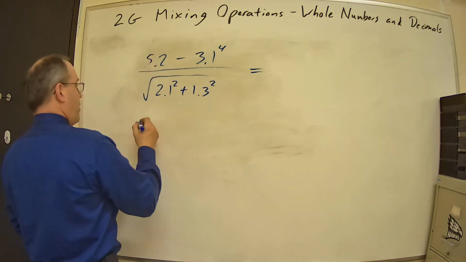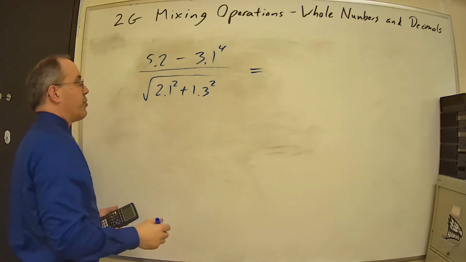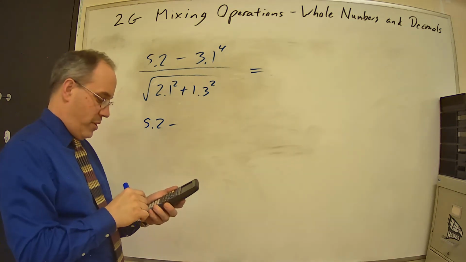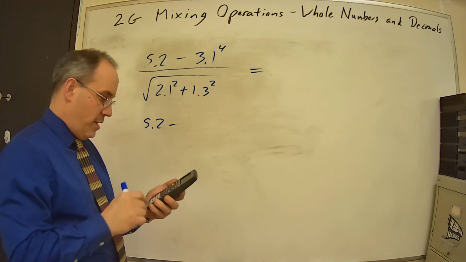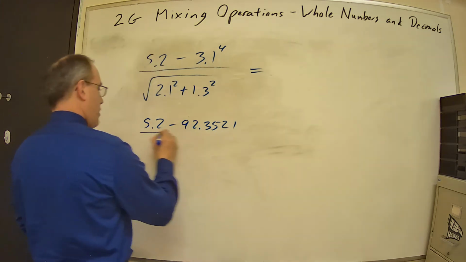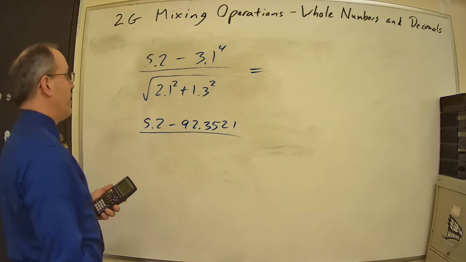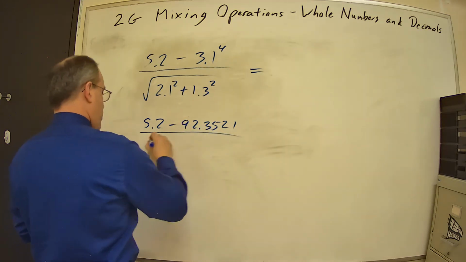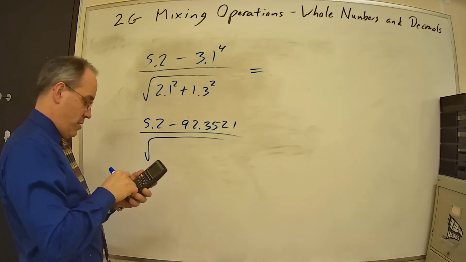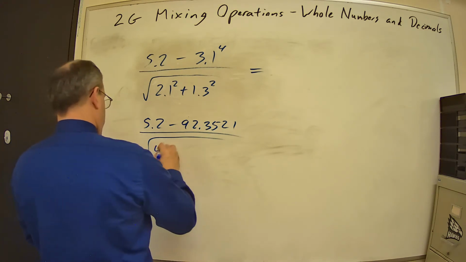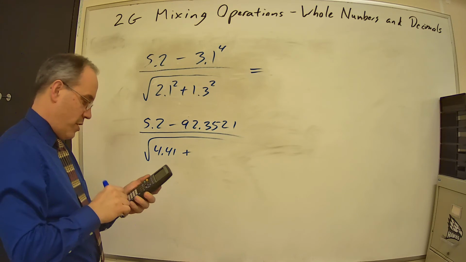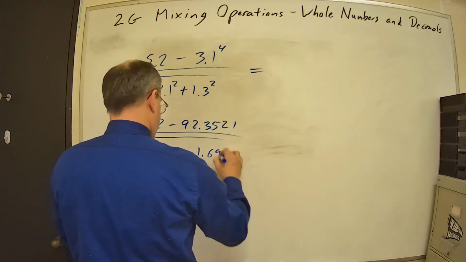So I'm going to start by saying I need to take this 3.1 and raise it to the 4th. So I have 5.2 minus 3.1 to the 4th. 3.1 raised to the 4th gives me 92.3521. So that's my numerator here. I've got a grouping inside here, so I'm going to have the square root of, well, I'm going to take 2.1 and square it. 2.1 squared, which gives me 4.41, plus I have 1.3 squared, which gives me 1.69.